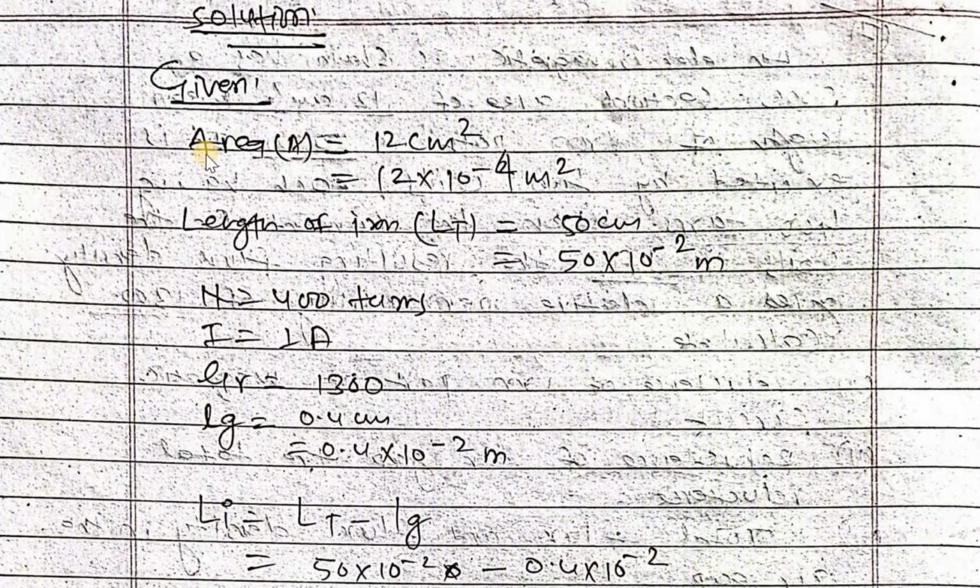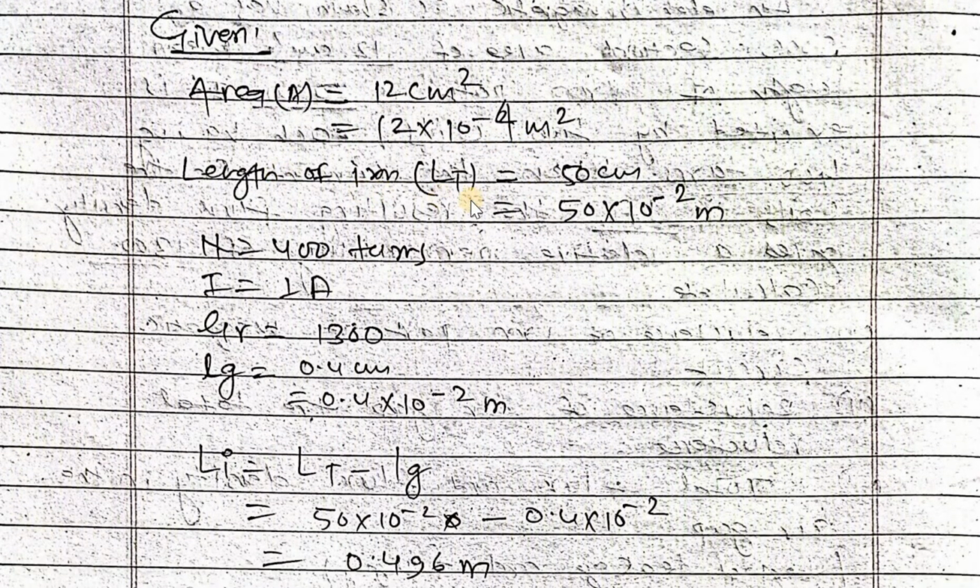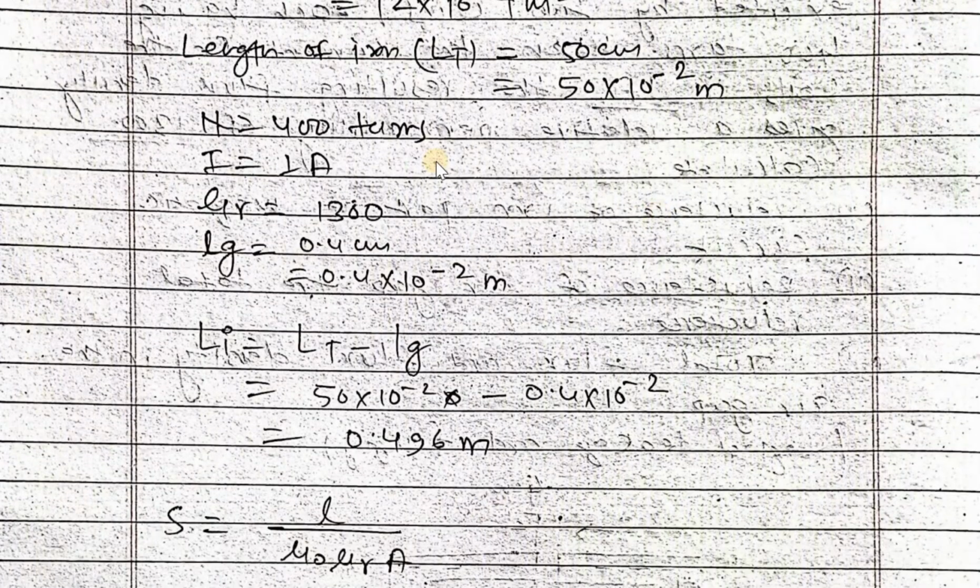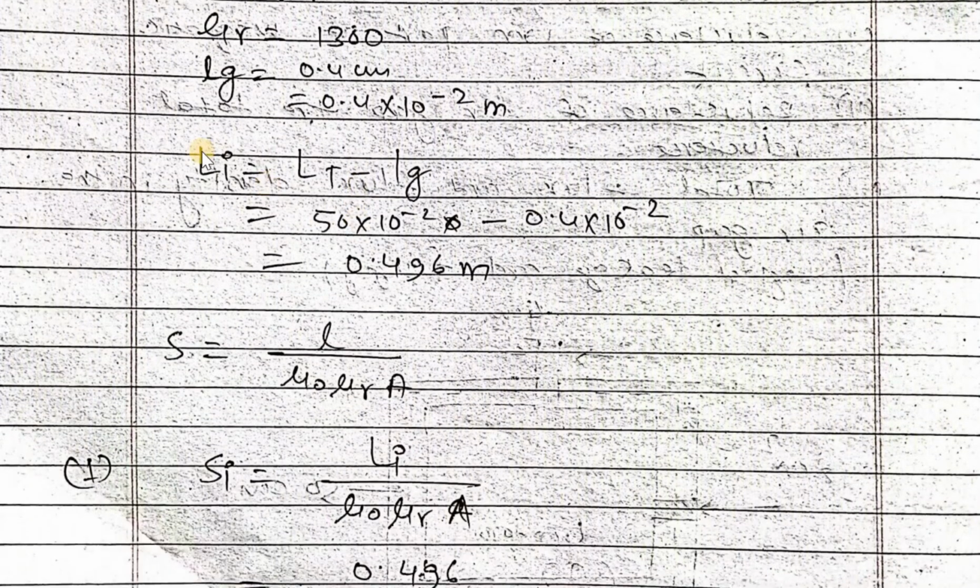First of all, write all the given data. The area is 12 centimeter square, so 12 into 10 to the power minus 4 meter square, and the mean length is 50 centimeter, so 50 into 10 to the power minus 2 meter. Convert this into meters. Number of turns equals 400, I equals 1 ampere, mu r, the relative permeability, equals 1300, and the length of air gap is 0.4 centimeter.